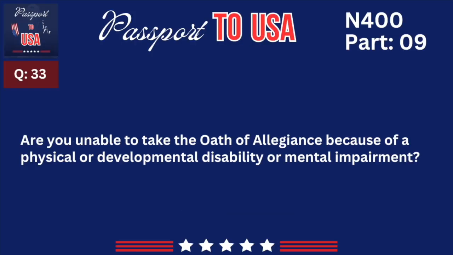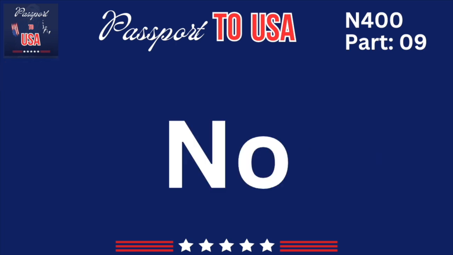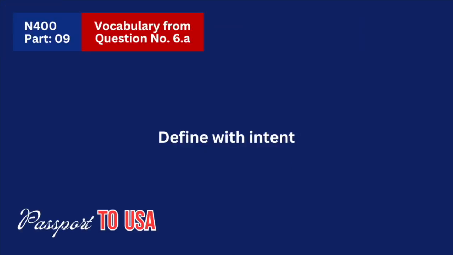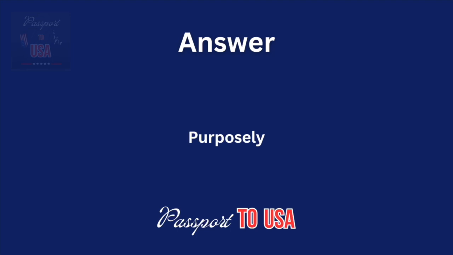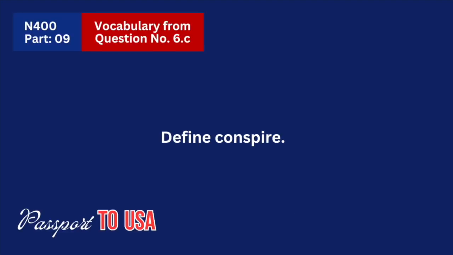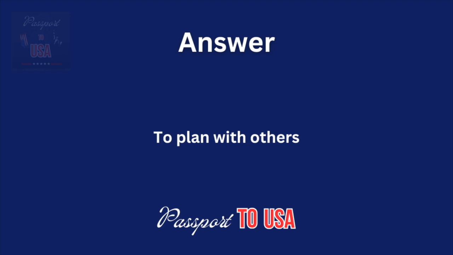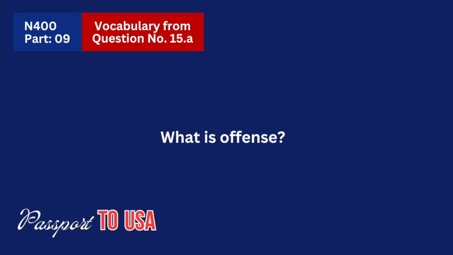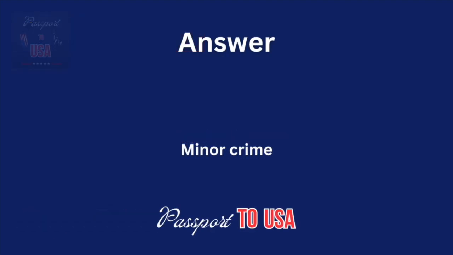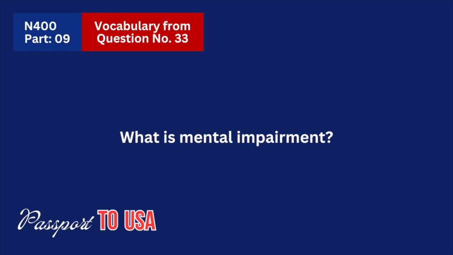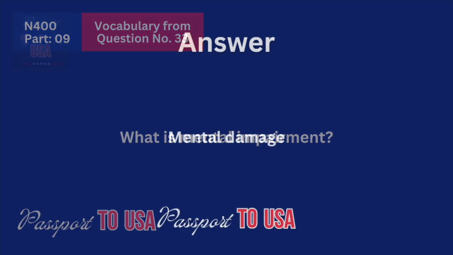Are you unable to take the oath of allegiance because of a physical or developmental disability or mental impairment? No. Define with intent. Purposely. Define conspire. To plan with others. What is offense? Minor crime. What is mental impairment? Mental damage.